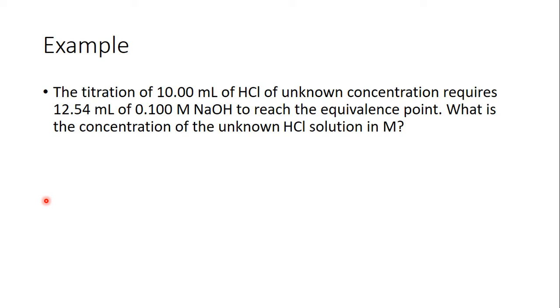Now let's actually try and do a titration calculation. You have 10 milliliters of HCl and you do not know what its molarity is. But you do know that if you add 12.54 milliliters of 0.1 molar NaOH, you can reach the equivalence point. That is, the moles of HCl would equal the moles of NaOH. Therefore, what is the concentration of this unknown HCl solution in molarity? Take a minute, try to figure it out. If you're completely lost, you can go to your book, but please come back when you have an answer.